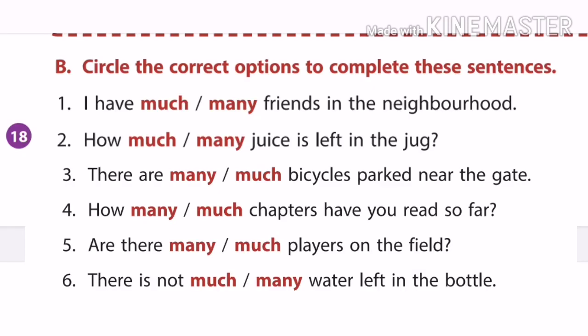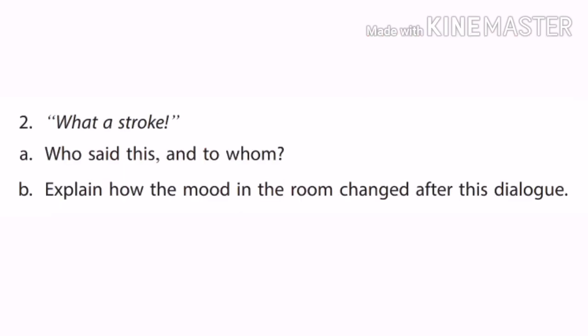In your textbook, page number 18, there's an activity in grammar section B. Students, circle the correct options to complete the sentences. Do it by yourself and check the answer key in the Google Classroom. And study the answers of question number 2, A and B for tomorrow.